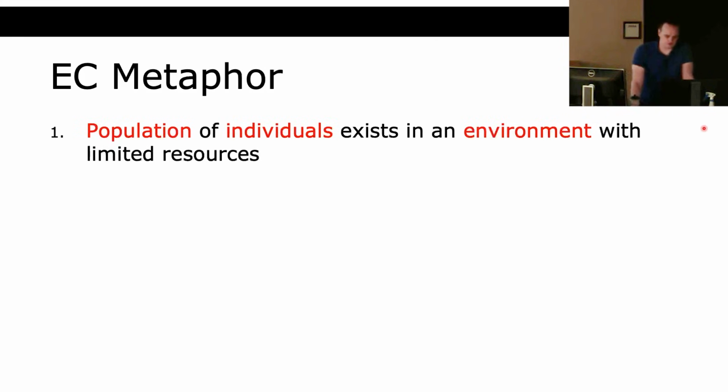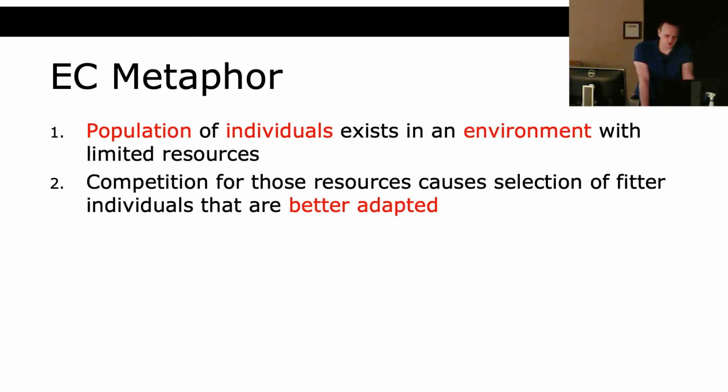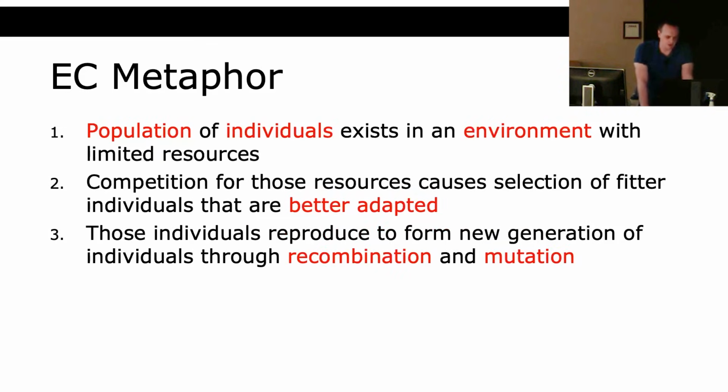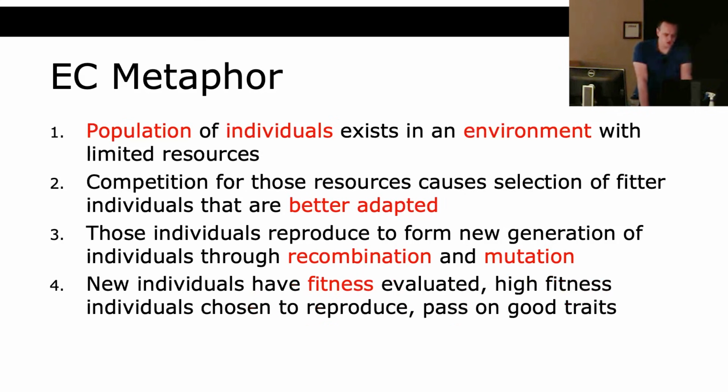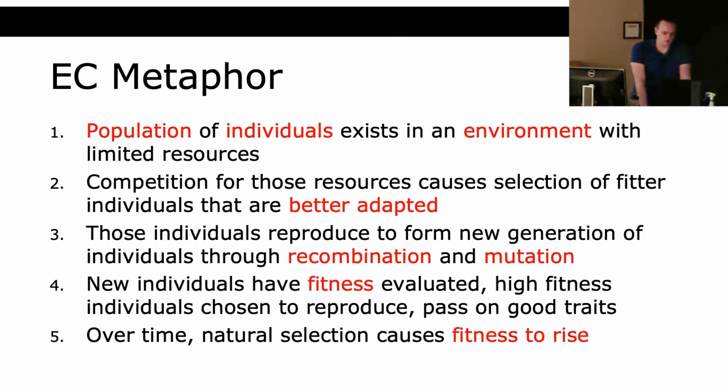So the evolutionary computing metaphor, knowing what we know now: populations of individuals exist within an environment with limited resources. Competition for those resources causes selection of fitter individuals to be better adapted. Those individuals reproduce to form a new generation through recombination and mutation. New individuals have their fitnesses evaluated. High fitness individuals are chosen to reproduce, pass on the good traits, and over time, this natural selection, or maybe unnatural selection that we're doing, causes the fitness to rise over time.